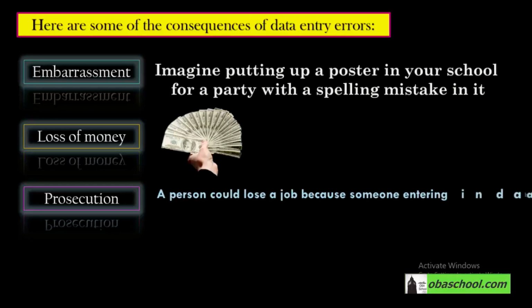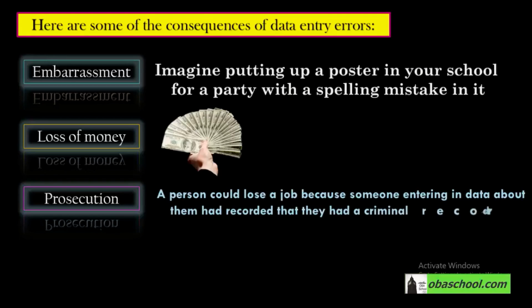where a person could lose a job because someone entering his data had recorded that they had a criminal record when they didn't have one. So a person might lose his job because of another person that entered incorrect data in his record or file. For example, committing a crime in the time that he did not commit any crime. This is just due to the mistakes in data entry. So this person, as a consequence, might go to jail.